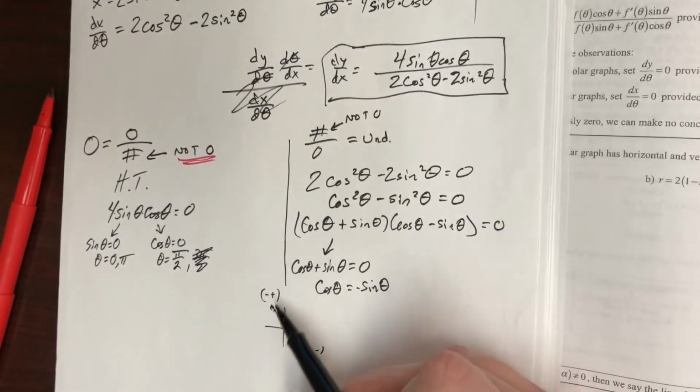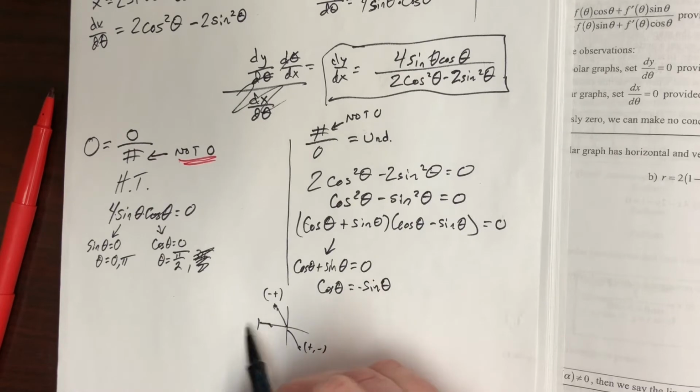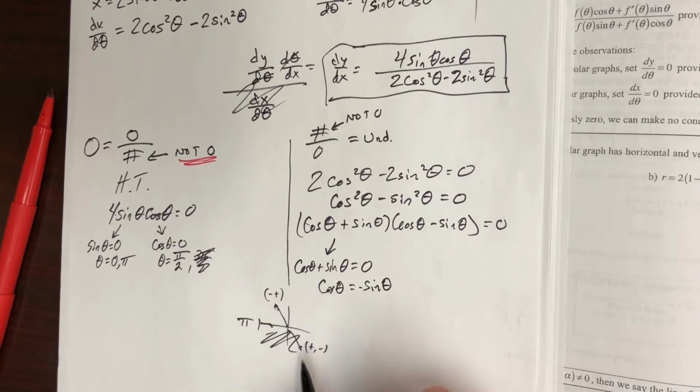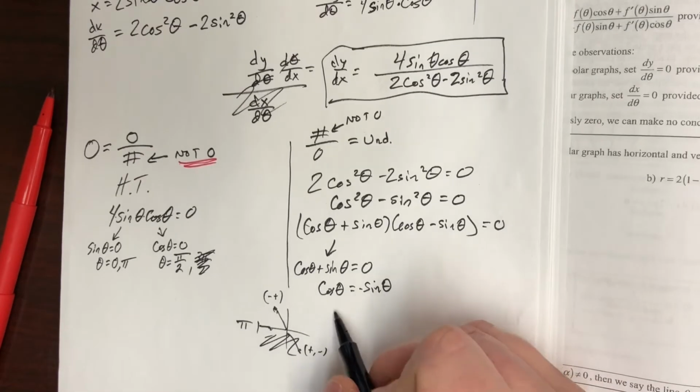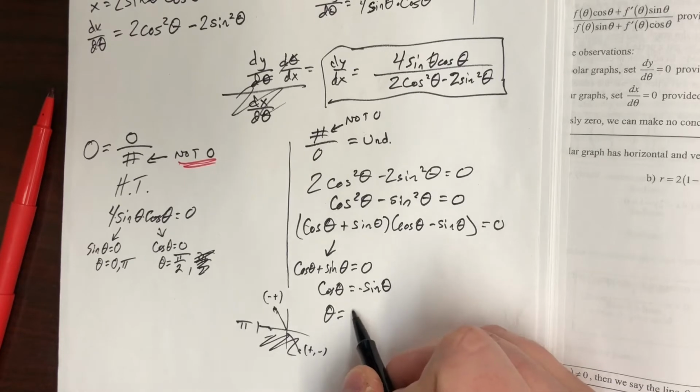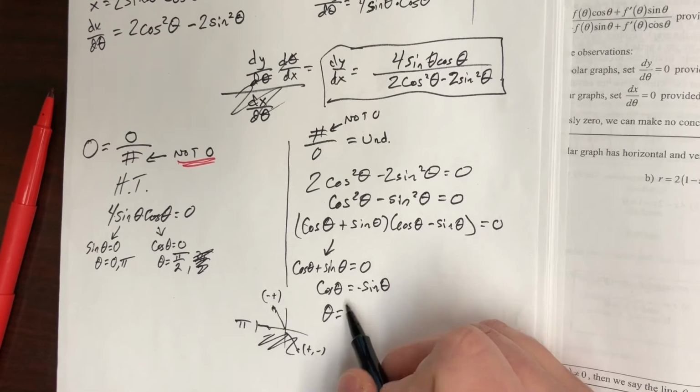And this is the only, we're going up to pi, right? So I don't care about down here, so I can say theta is equal to pi over 4, and that's 3 pi over 4.